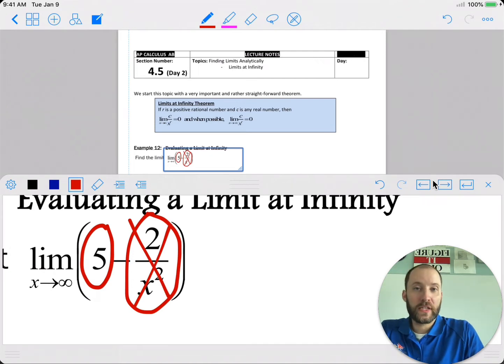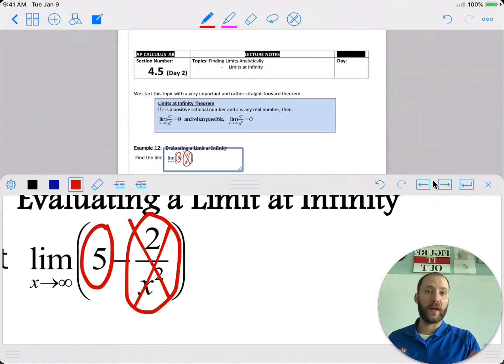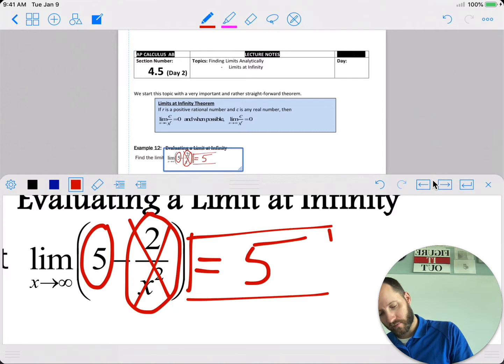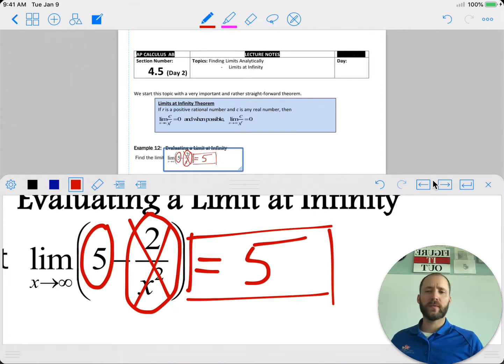And then we're left with the 5. Just 5, no x. So as x gets bigger or smaller, it doesn't matter. It's just 5. And we have our answer.